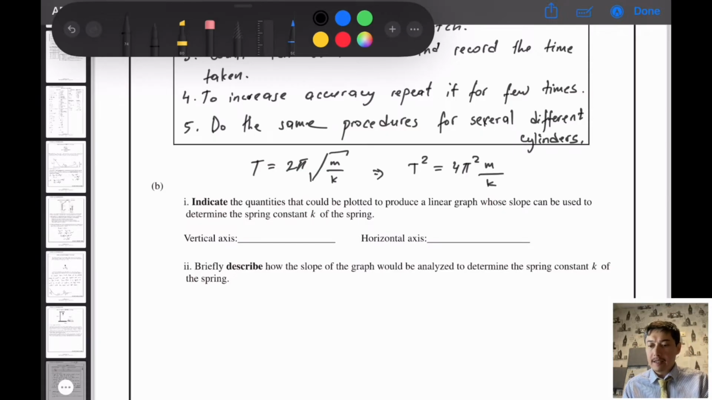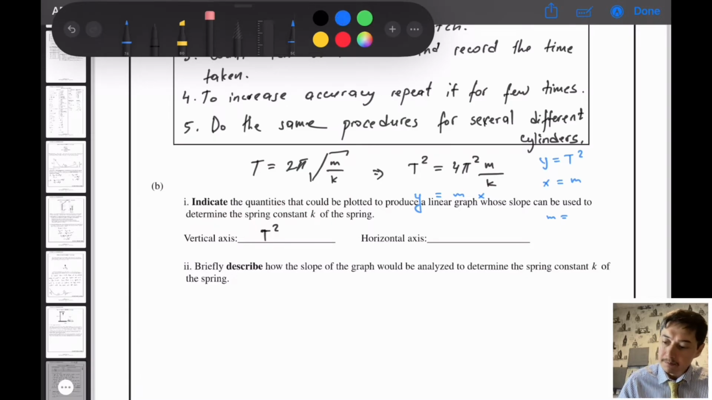So we can see one side we have got T squared, let it stay on the y-axis. So equation resembles y is equal to mx. So here y is equal to T squared, x is equal to m. I will continue. The slope, or let me write the slope here. The slope is going to be 4 pi squared divided by k. Okay, on horizontal axis it should be m.